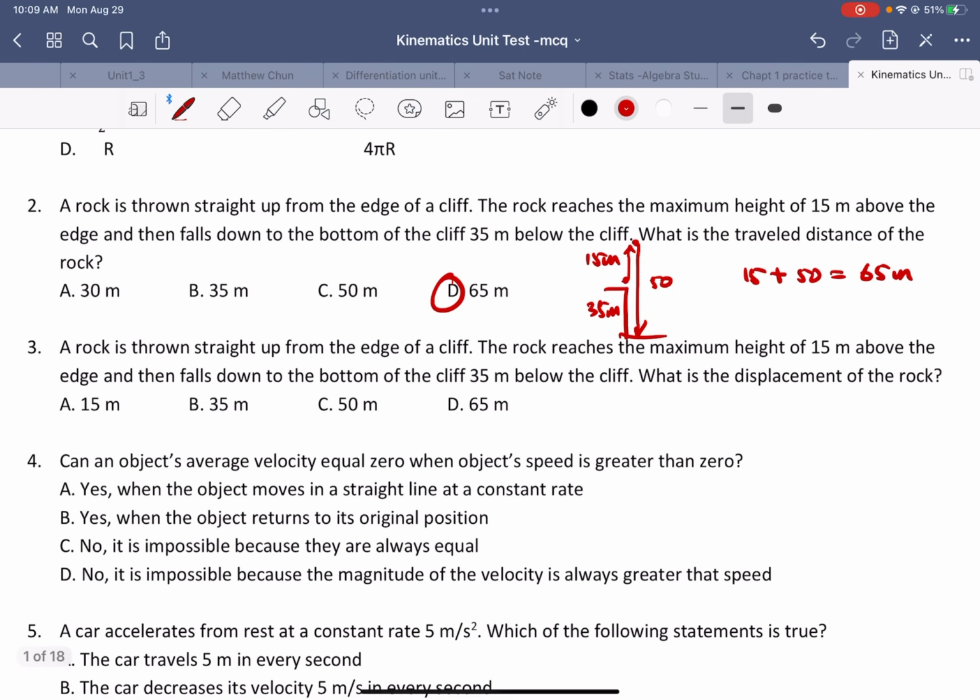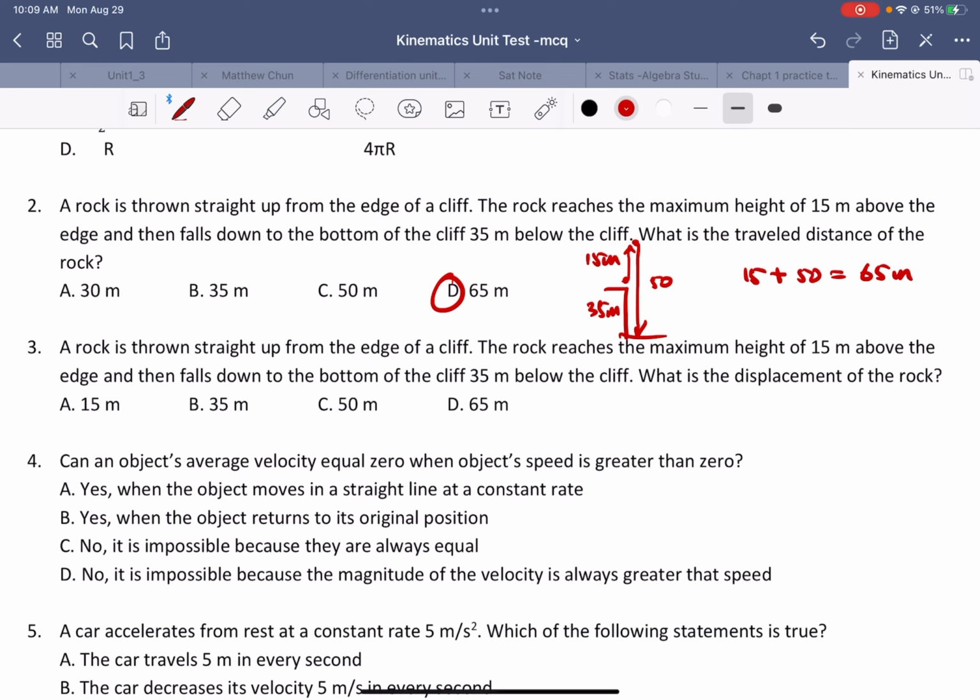Number 3, a rock is thrown straight up from the edge of a cliff. Basically the same description as number 2. The rock reaches a maximum height of 15 meters above the edge, and then falls down to the bottom of the cliff, 35 meters below the cliff.